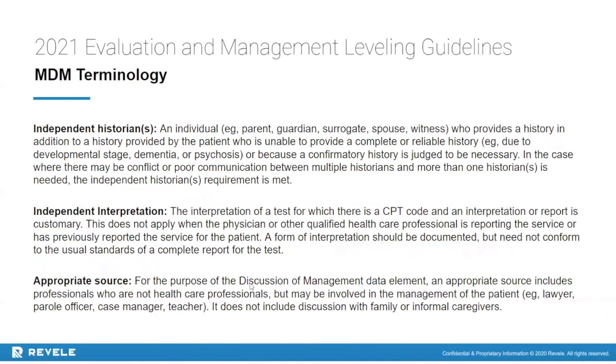An independent historian or historians are individuals such as parents, guardians, surrogate, spouse, witness, who provide a history in addition to a history provided by the patient who is unable to provide a complete or reliable history. And this could be due to developmental stage or dementia or psychosis, or because a confirmatory history is judged to be necessary. In the case where there may be a conflict or poor communication between multiple historians and more than one historian is needed, the independent historian requirement is met.